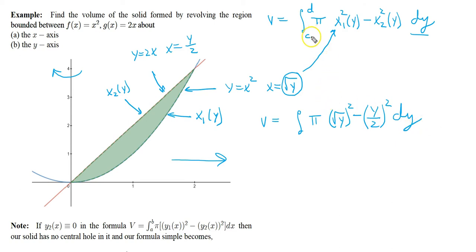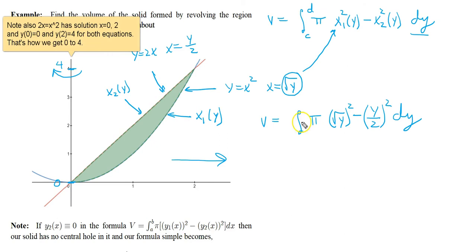Now we need to determine our limits of integration C and D. Well, you see, for this region right here, the y varies from 0 on the y-axis, and the region continues all the way up to 4 on the y-axis. So our limits of integration are going to be 0 to 4 now instead of 0 to 2. And we just have to evaluate this integral now.